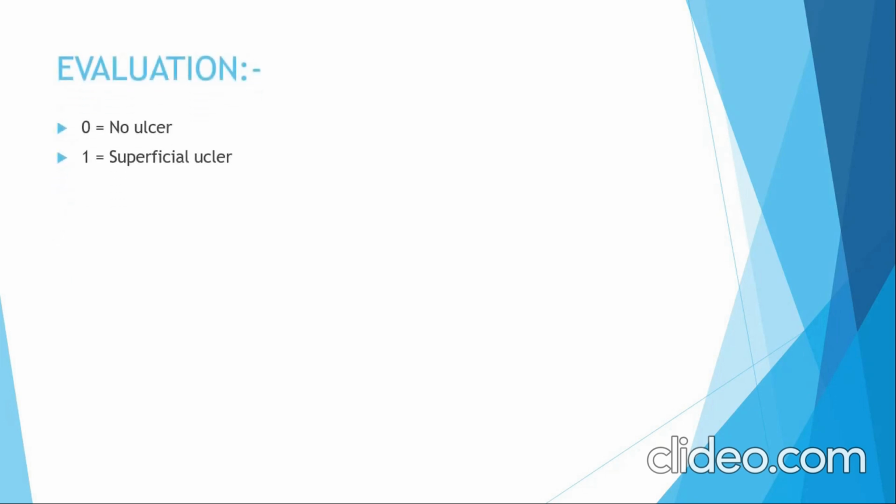The evaluation is done just like that of the previous model. A score is given to the stomach lining. If there is no ulceration, a score of 0 is given. If there is superficial ulceration, a score of 1 is given. If there is a deep ulcer, the score is assigned as 2, and if perforation is there, it is given a score of 3.